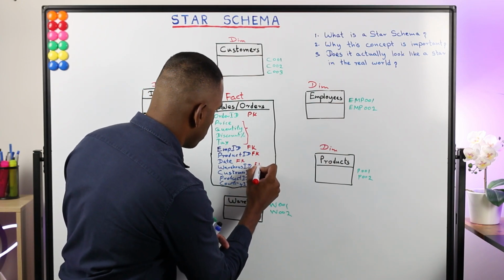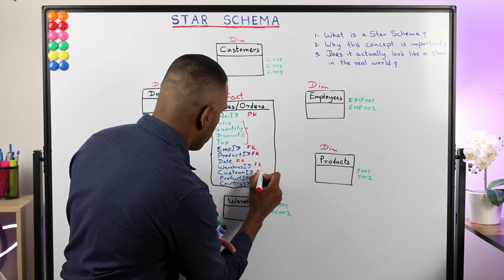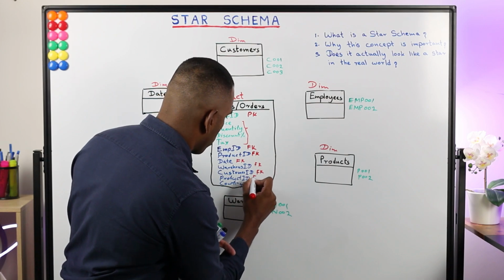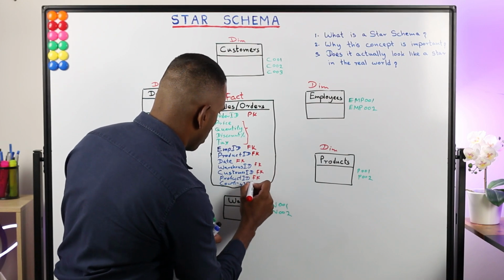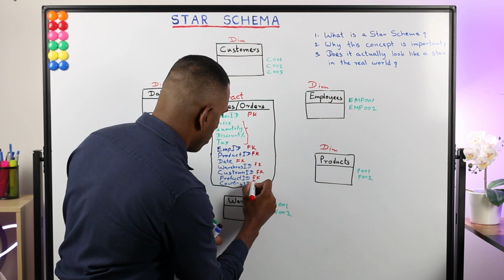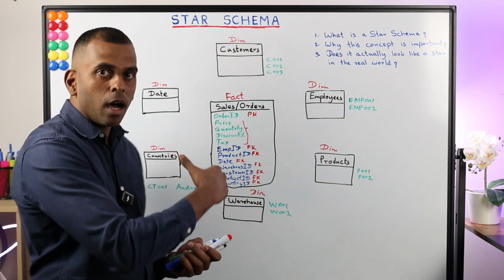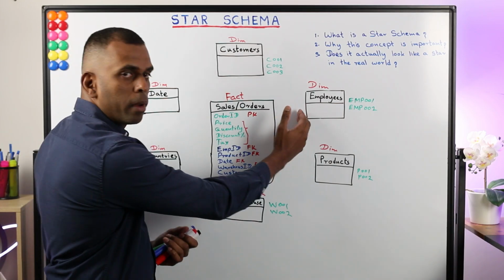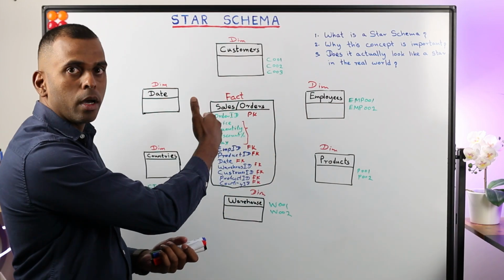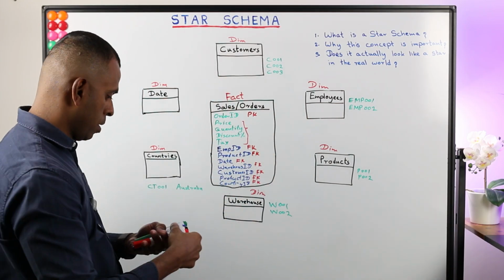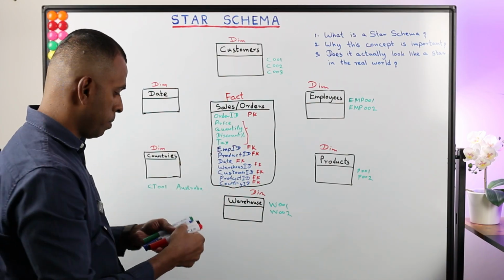Warehouse foreign key. Product ID foreign key. Country ID foreign key. That is how dim tables are connected to the fact table, through the foreign key.